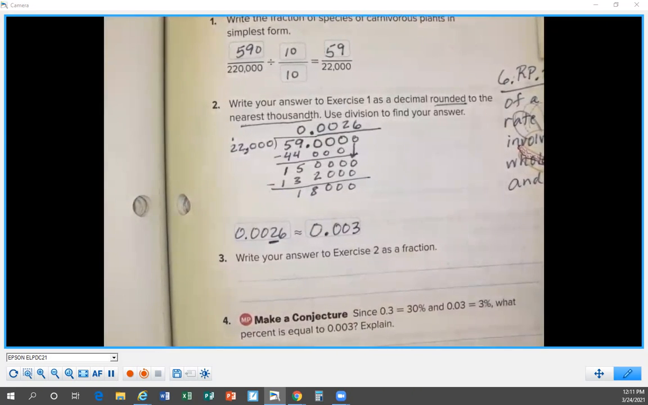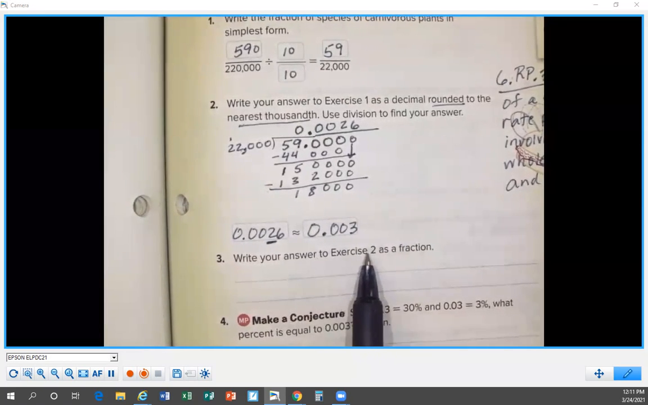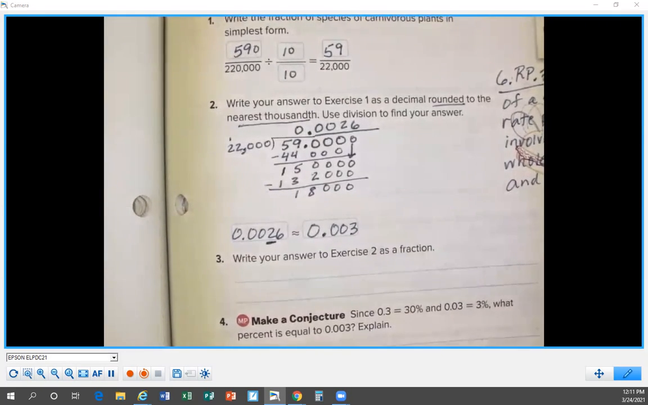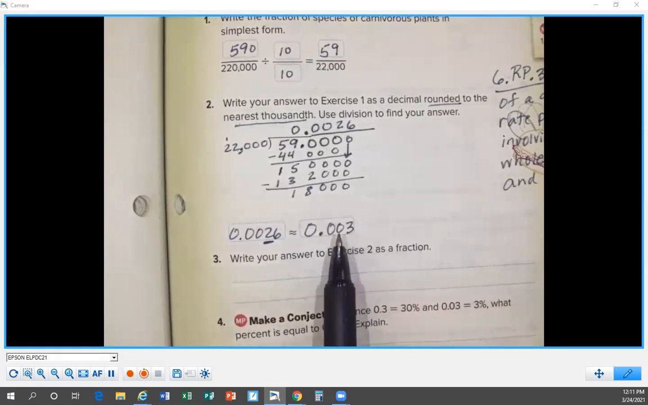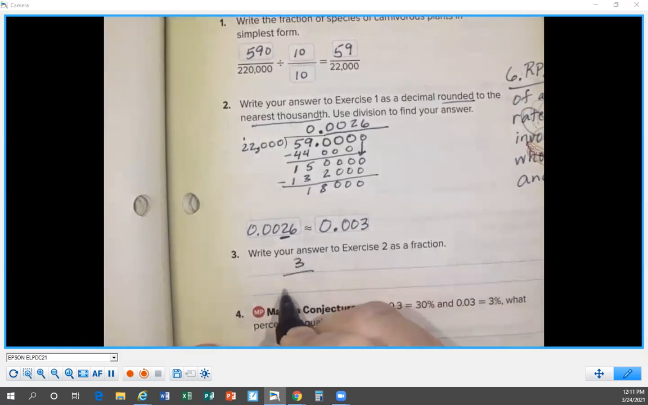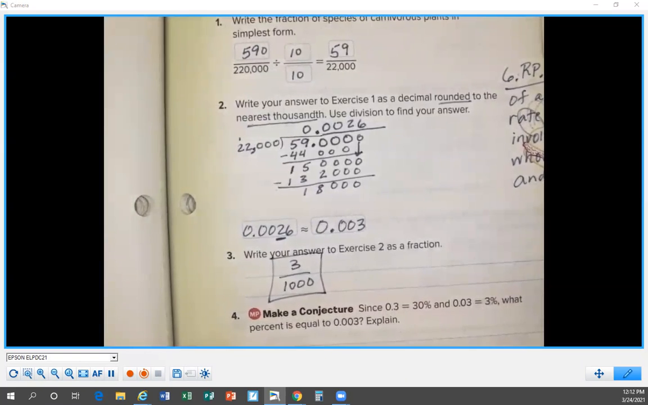0.003. Then they asked me to write my answer to exercise 2 as a fraction. So when I read this number, I shouldn't read it as 0.003. How do I read that? I read it as 3 what? This is the tenth, this is the hundredth, this is the thousandth. So we'd read this as 3 thousandths. So when we write that as a fraction, it is 3 over 1,000.